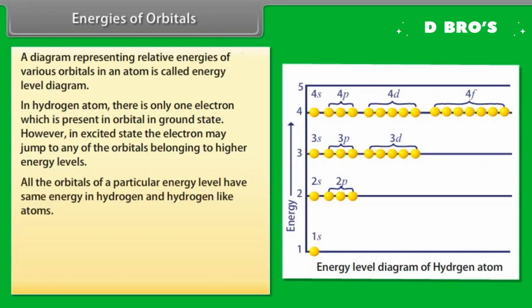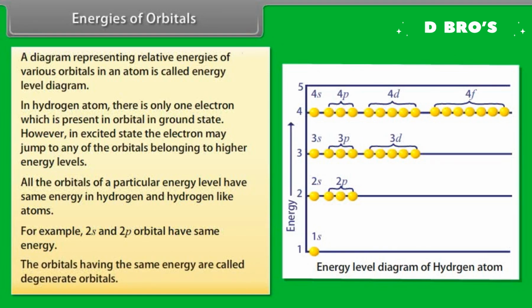All the orbitals of a particular energy level have the same energy in hydrogen and hydrogen-like atoms. For example, 2s and 2p orbitals have the same energy. The orbitals having the same energy are called degenerate orbitals.